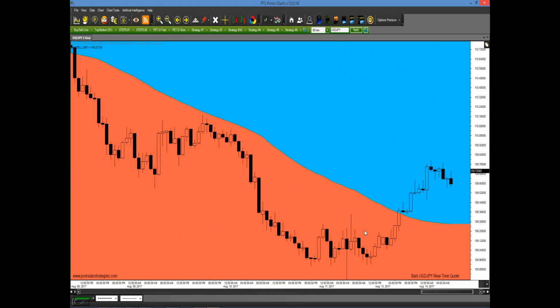Now, once we got to this point where we had consecutive closes above, now it's telling us to go long. And this is on an hourly time frame. So it makes no difference which direction, which market, or which time frame.